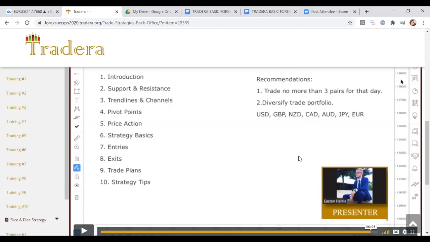If you want to, you can have more than one demo account. So you can set up a demo account specifically for indices if you want to play around in it.